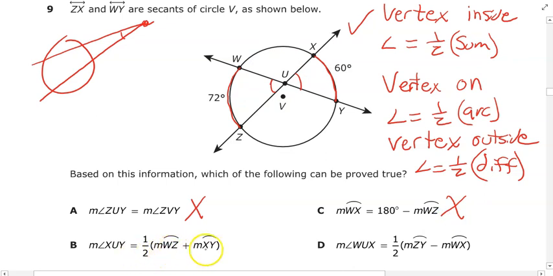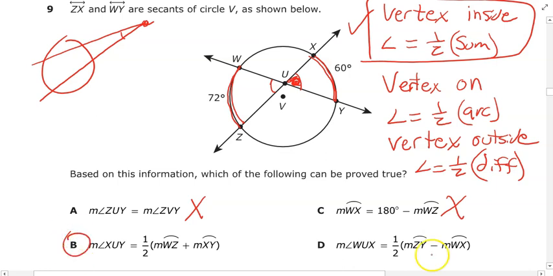Here, this looks like we have the sum of two arcs. Yeah, the measure of angle XUY, that is our angle that we identified earlier, is equal to 1/2 of the sum of arc WZ and XY. So that is exactly what we ended up having right there. So this one is true.